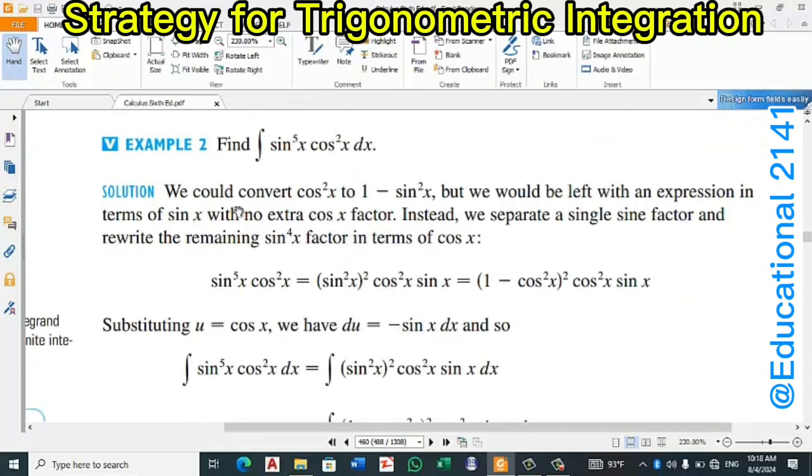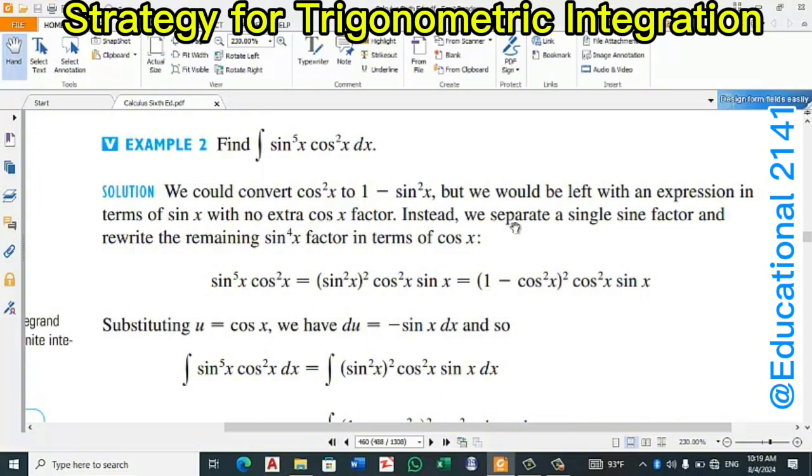Okay, now in example 2, find the integral of sine of x to the power of 5 times cosine of x to the power of 2 dx. In this example, we have the power of sine, which is an odd number. Now, if the power of sine is odd, then we should save a sine of x factor. Now look how we're doing. We could convert cosine of x squared to 1 minus sine of x squared, but we would be left with an expression in terms of sine x with no extra cosine x factor.